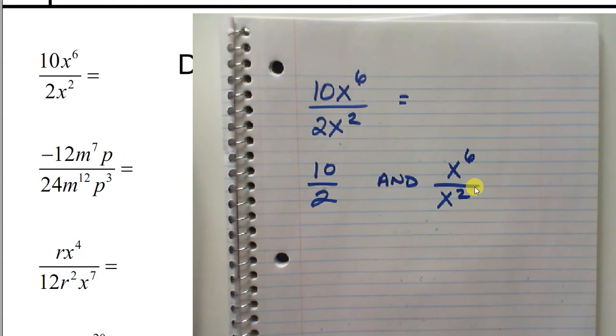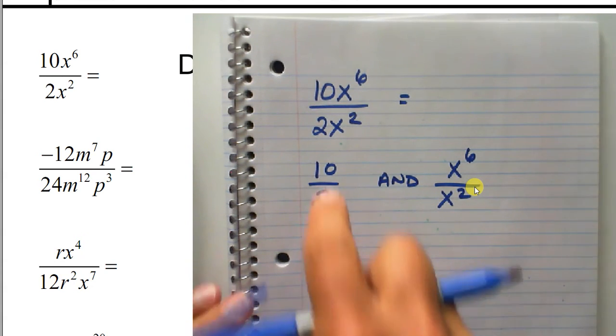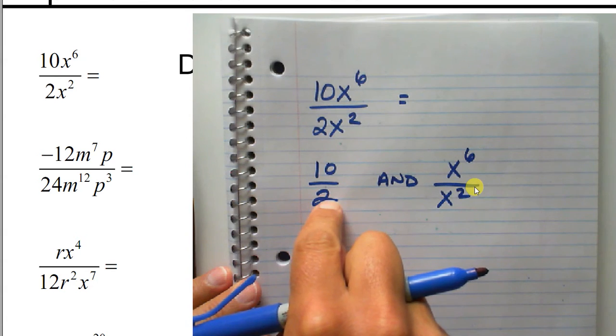Oh, a candy with like chocolate. Yeah, it's Reese's. It's chocolate and peanut. This is chocolate and peanut butter. So 10 over 2 becomes 5.